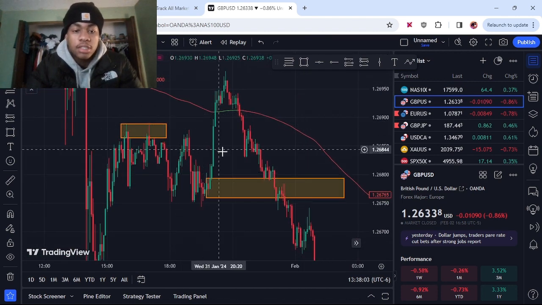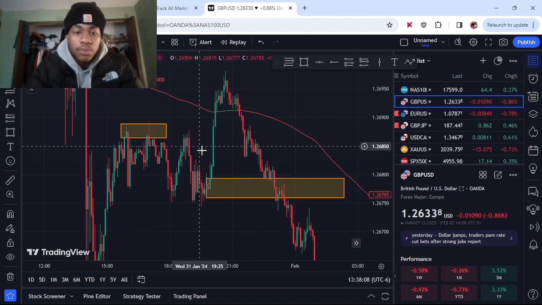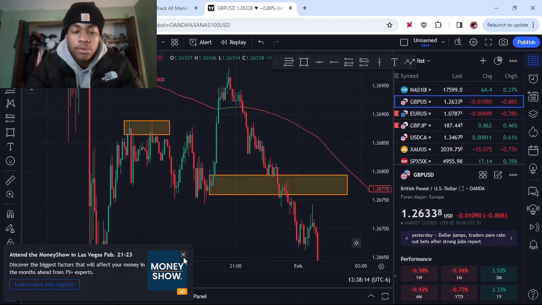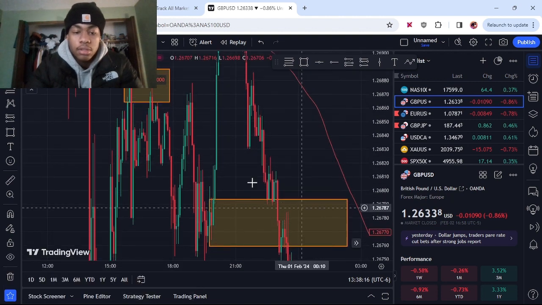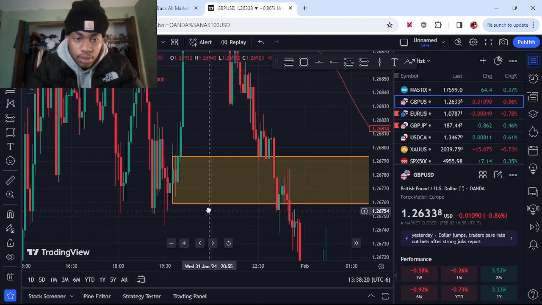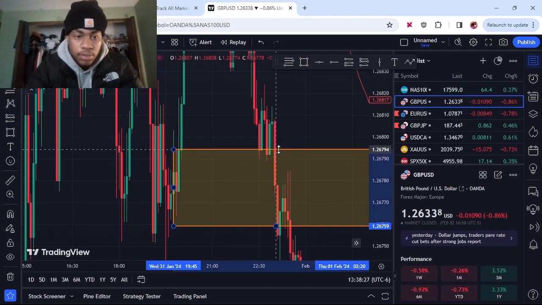Now you might be looking at this setup and thinking, okay, we broke structure to the left. We have gaps, we have a huge gap here that needs to be filled. You might be like, why did this fail, right? Well, here's why this zone failed. If we go to the zone, it tapped the zone, right? Hold on, let me put it all the way to the wick.